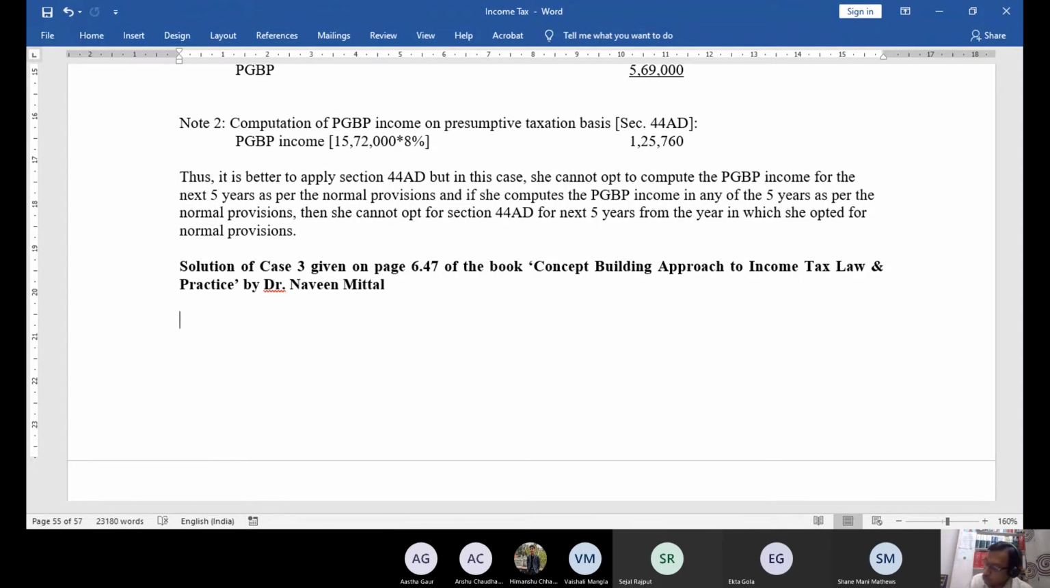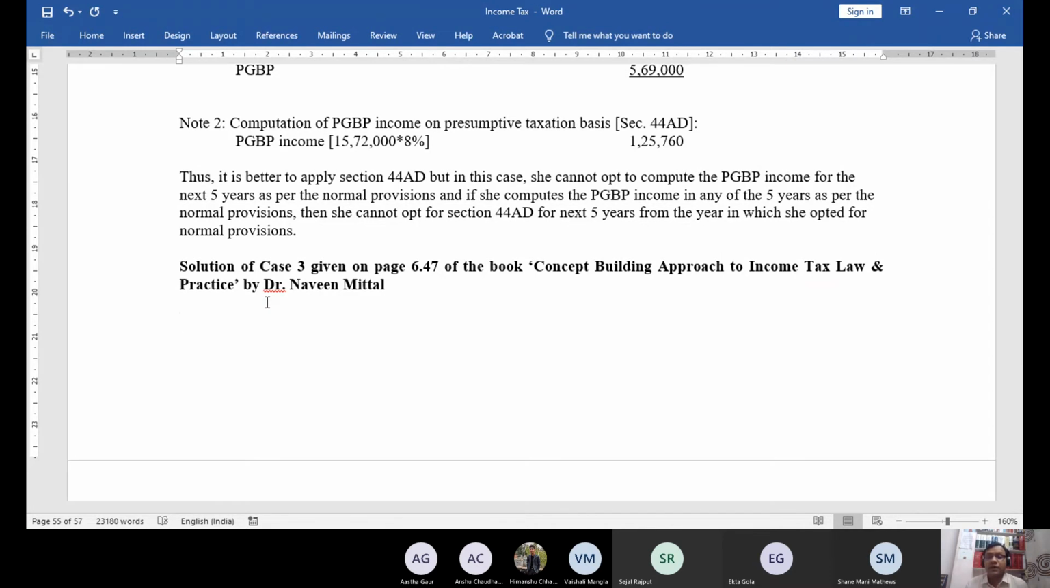How much is the cost of furniture? Can anyone tell me the cost of furniture? 28,000. Very good. Cost of furniture is 28,000, but I cannot debit.